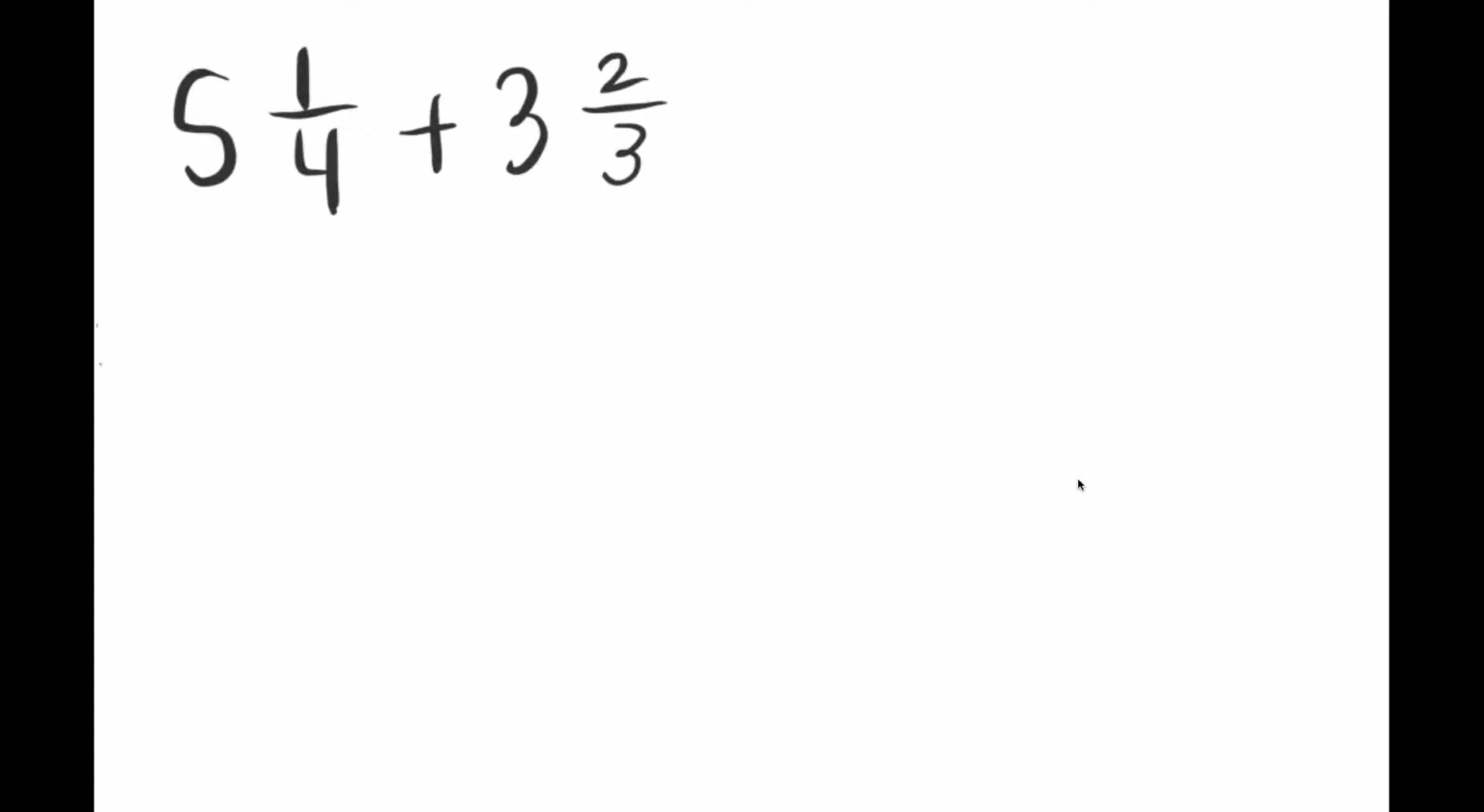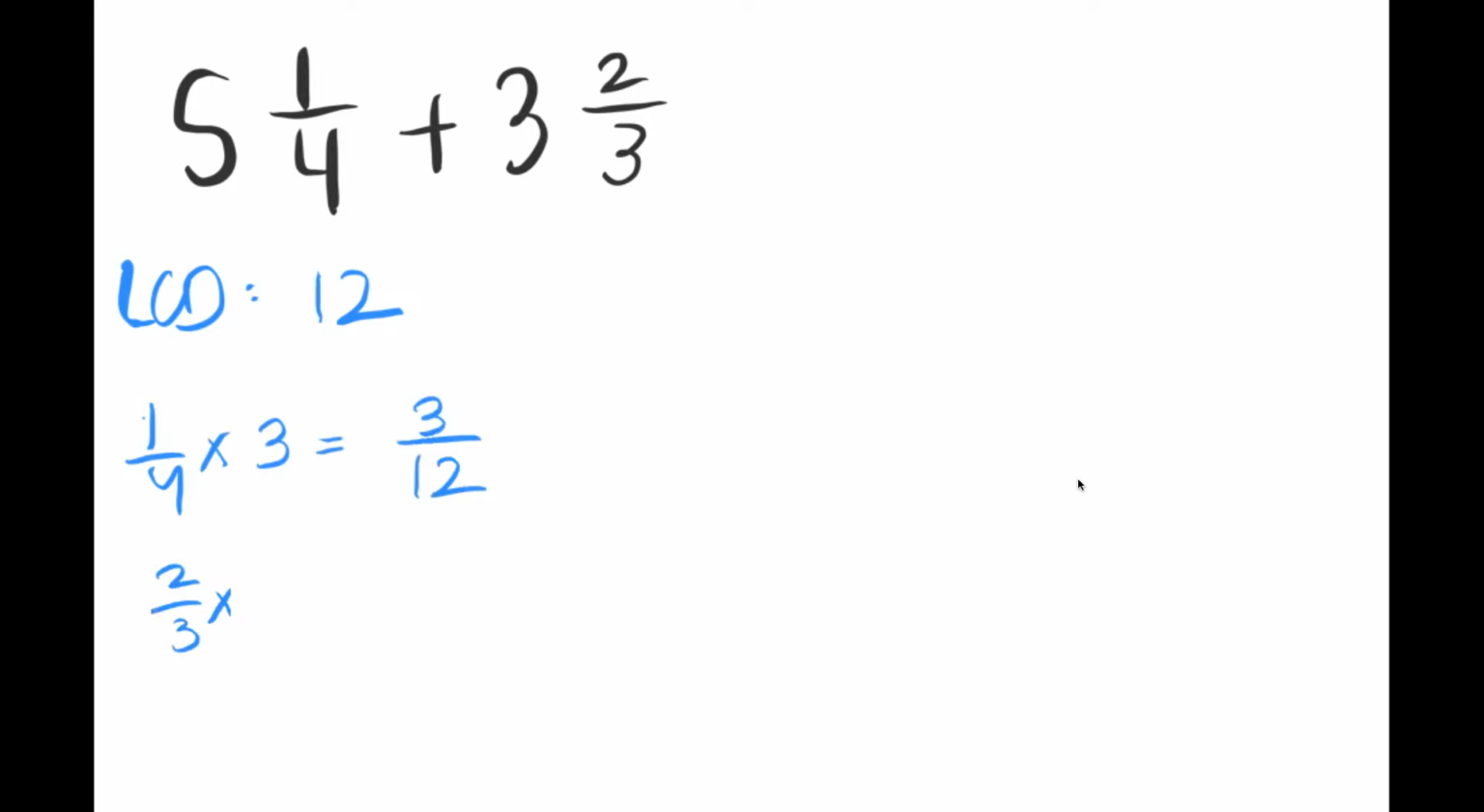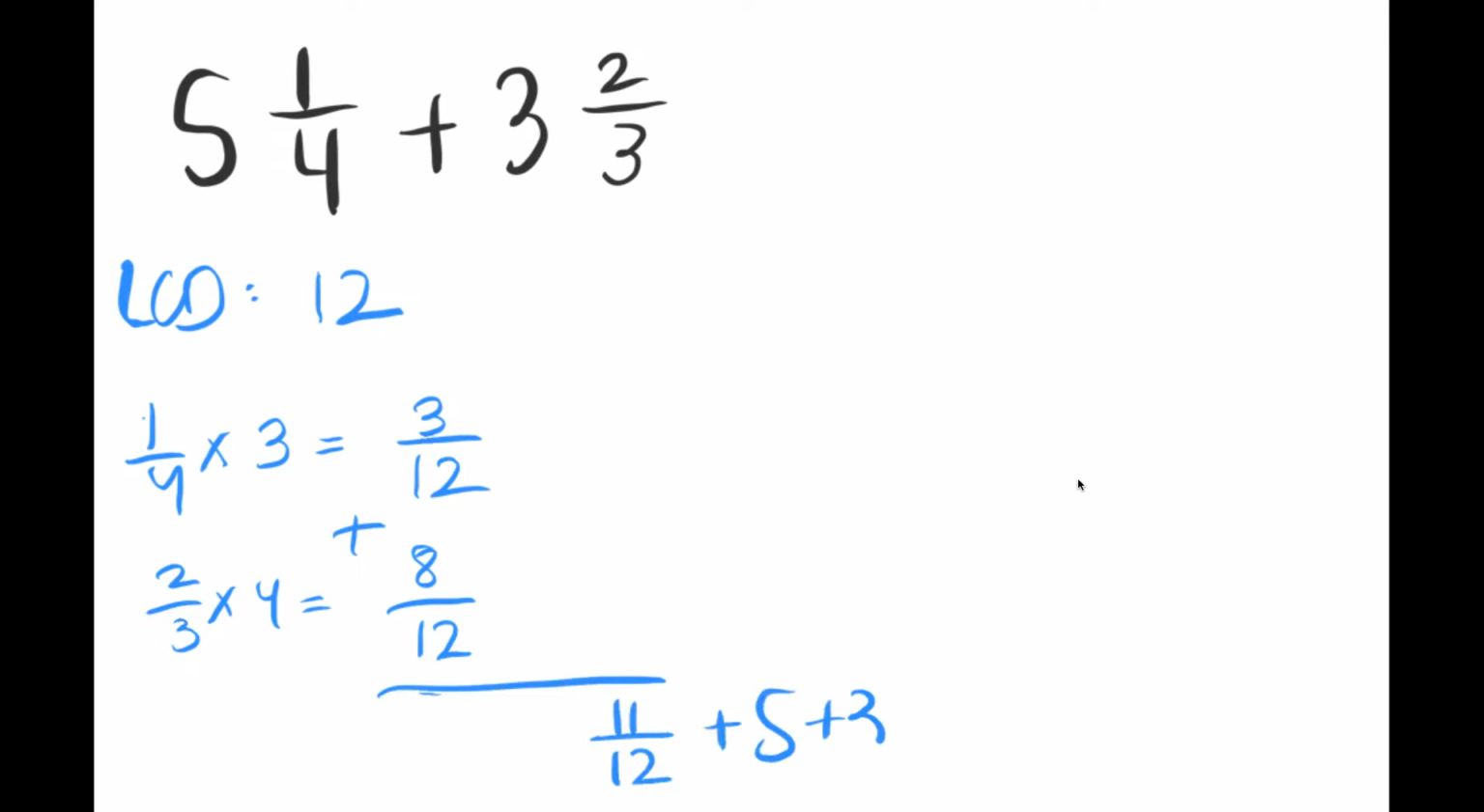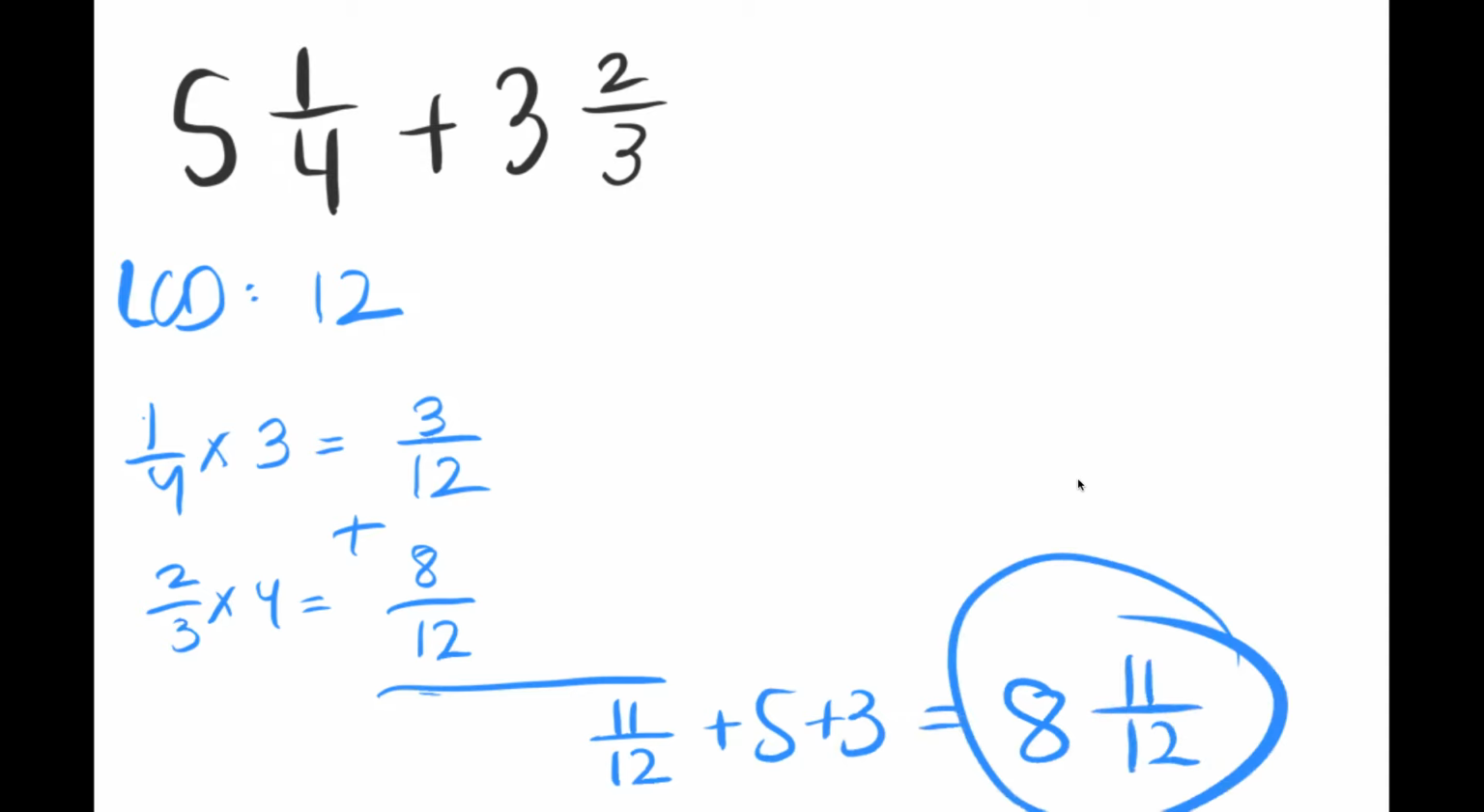Let's work on this next problem. The LCD of 4 and 3 is 12. Step 2, change your fractions. So we would multiply this one by 3 and get 3/12. And then 2/3 would multiply by 4 to get 12 on the bottom and 8 on top. So add these and we would get 11/12. Add in your whole numbers from the original problem and get 8 and 11/12. Simplified answer.